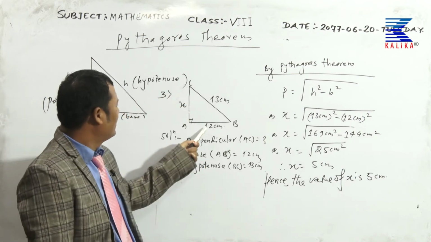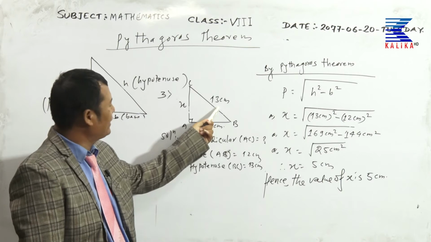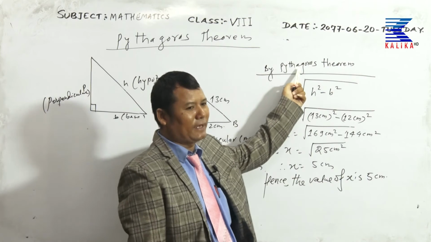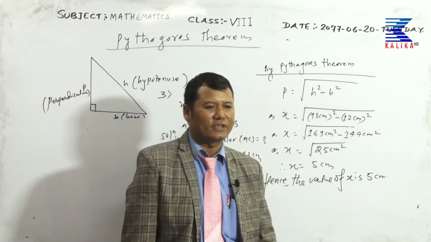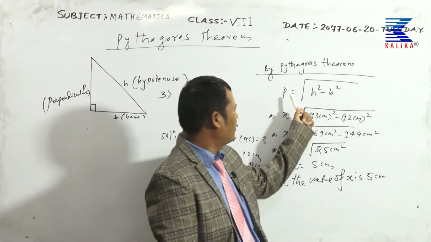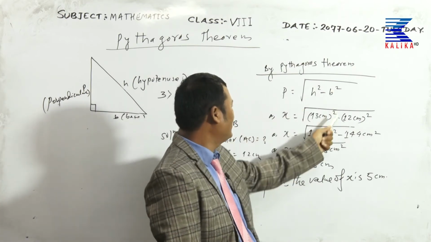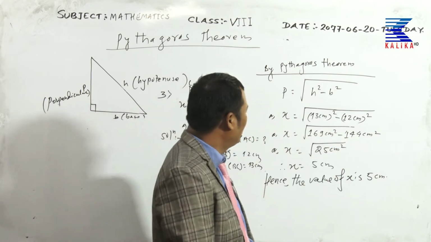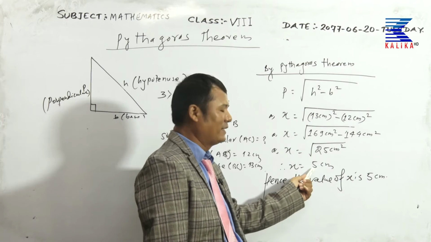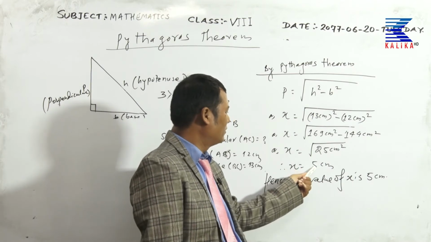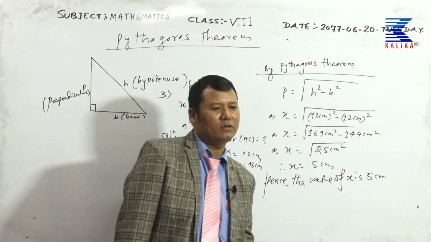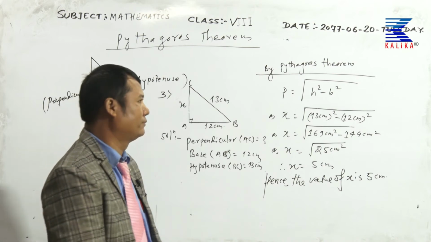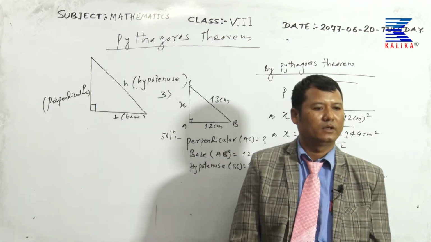Figure, please. 12 is the base, 13 is the hypotenuse and x is the perpendicular. By using the Pythagoras formula, p is equal to the square root of h square minus b square, and substitute the values of p, h and b. 13 means 169 and 12 means 144, and the difference is 25, whose square root is 5. So the value of the unknown term x is 5 cm. Next question, please.